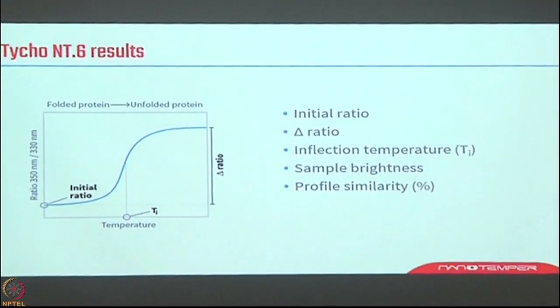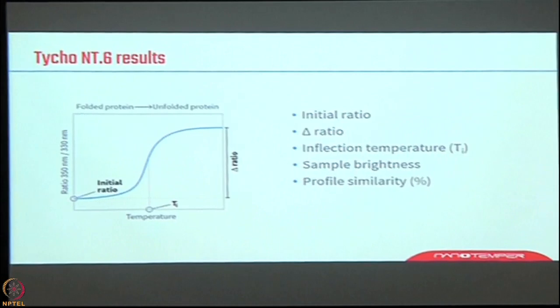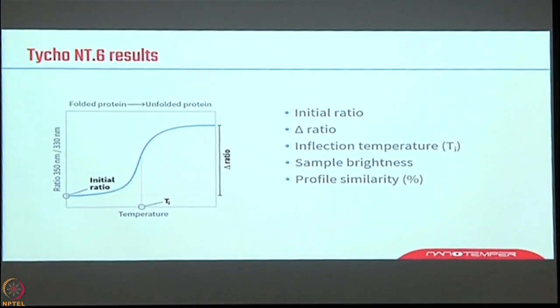Now I have a few applications that will tell you where all Tycho can be used. The basic principle that is applied here is that it is checking the intrinsic tryptophan fluorescence. As the protein goes from a folded to an unfolded state, it will give you a particular TI value. The result that Tycho is going to give is the initial ratio. The initial ratio will give you the purity of the protein, I mean, whether it's denatured or not.